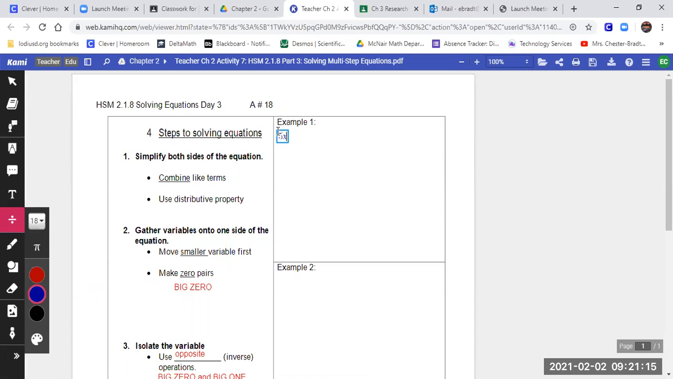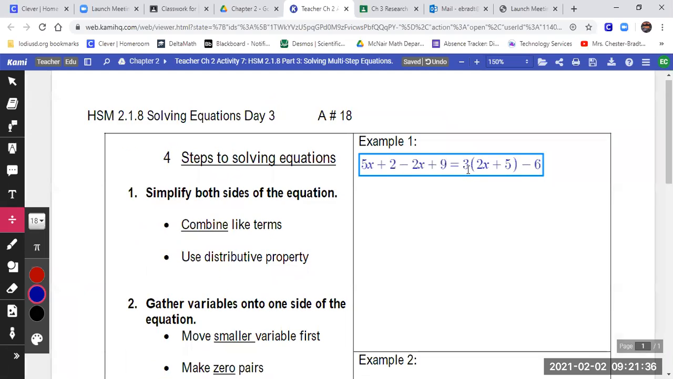Our first equation we're going to be looking at is 5x plus 2 minus 2x plus 9 is going to equal 3 times the quantity of 2x plus 5, and then minus 6. So see, it's just more complicated looking. It's not more to do. Okay, it's not a different process.